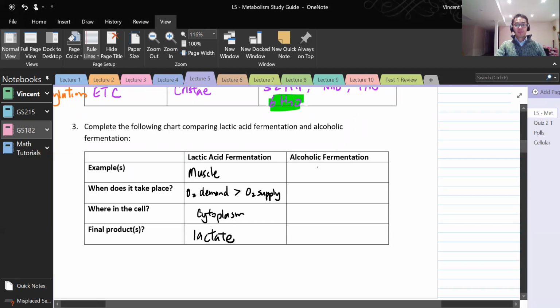Alcoholic fermentation. That happens in yeast, bacteria, and it takes place basically all the time. That's how they make energy, in the cytoplasm. And they will create carbon dioxide and ethanol.